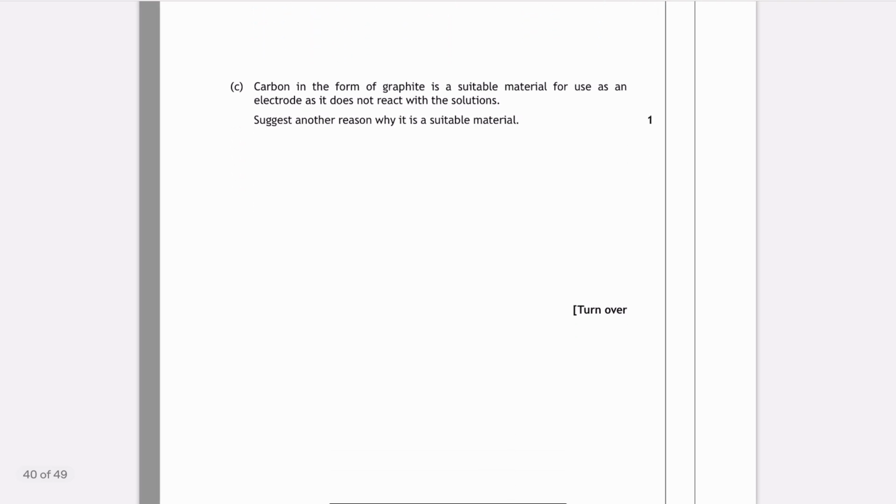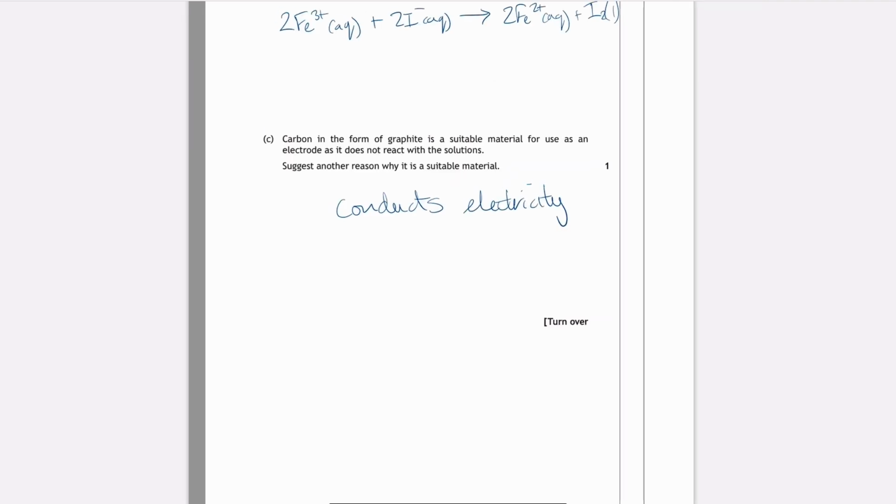And then carbon in the form of graphite is a suitable material to use as an electrode as it does not react with the solutions. The other reason it's suitable is because it can conduct electricity. So carbon graphite is the only covalent molecular or covalent network structure that can conduct electricity, and that's because it has electrons that are free to move. So that's something to remember for your properties of bonding, structure and bonding stuff as well, is that carbon graphite is a covalent network, but it has electrons that are free to move, so it can conduct electricity.